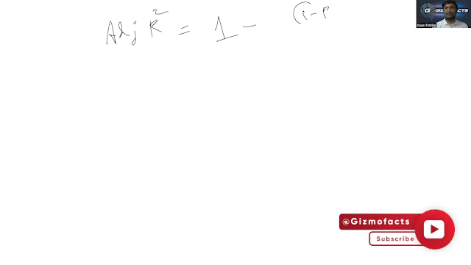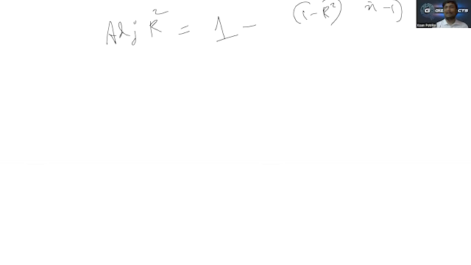Adjusted R square is given by the formula 1 minus (1 minus R square) times (n minus 1) divided by (n minus p minus 1). Here n is the number of observations and p is the number of regressors.